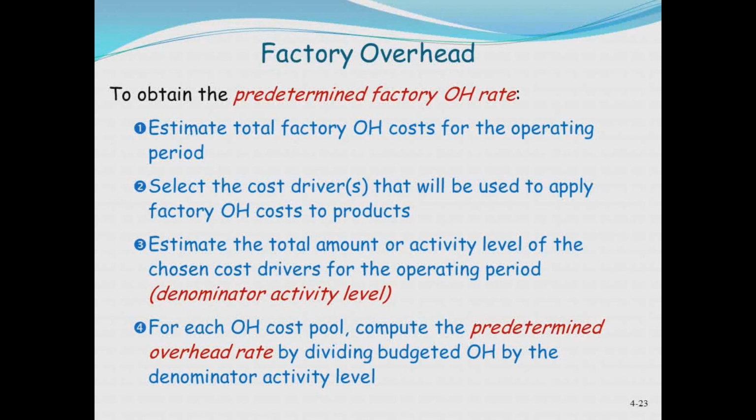Then you figure out what driver you'll use. Quite often it's direct labor hours. You'll figure out the total expected activity level for that driver. We expect to have 100,000 hours of direct labor this year. And then for each cost pool, you compute the overhead rate by dividing the estimated total overhead by the labor hours, let's say. So if you had expected $1 million of overhead and 100,000 hours of direct labor, then it's $10 per unit of direct labor would be your cost.